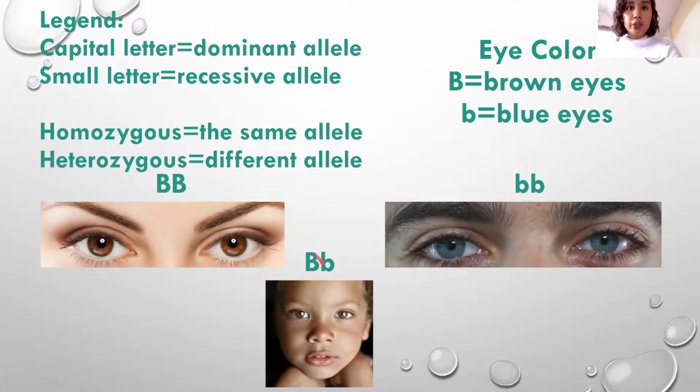Because nakakuha siya ng isang dominant gene of brown eyes. So kahit isa lang ang ma-receive ng bata na dominant gene, yun ang magpapakita. Okay, magpapakita. So the only time that their child will have blue eyes is if this guy marries another blue-eyed woman, okay? Or the woman will be a heterozygous woman. Big B, small b.